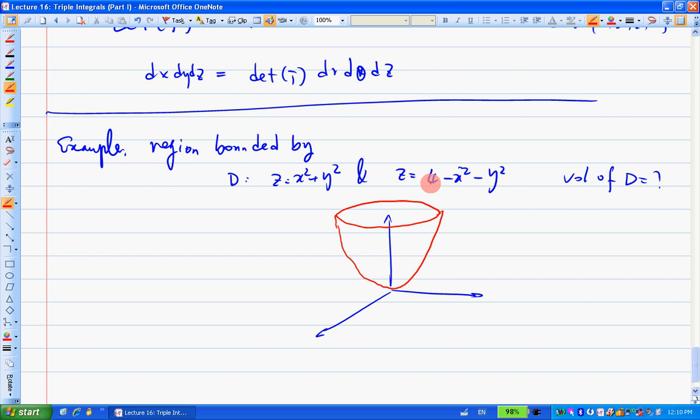The second one is 4 minus x squared minus y squared. The maximum for this is 4. So this is also a paraboloid, but upside down. Let's say this is the number 4 here. You draw a paraboloid that opens downward. So there are two bowls on top of each other, and we're looking for the volume. There's going to be an intersection right here.